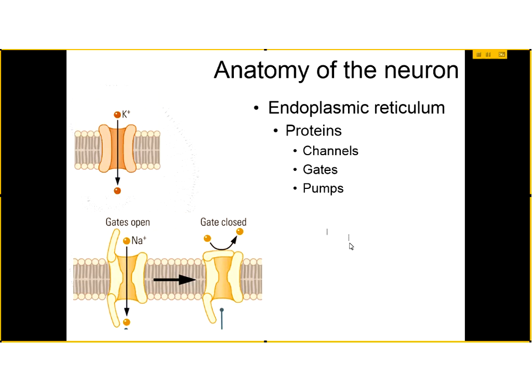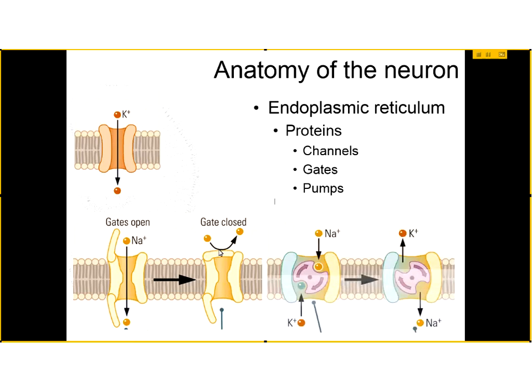You could also have gates. Gates are just a step up from channels, in that something has to happen to open the gate, and once the gate's open, then certain ions or chemicals can flow through the membrane. So here we have sodium, and normally the sodium can't get through. However, if the gate opens, now all of a sudden sodium can pass through this membrane. So there has to be something to happen to allow sodium to pass through that gate. If that doesn't open up, then sodium can't pass through.